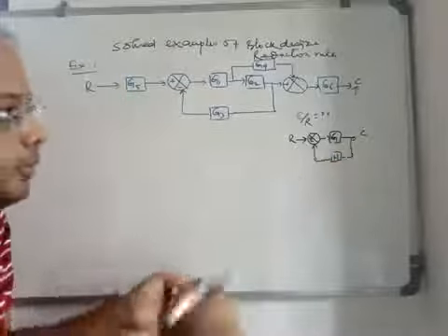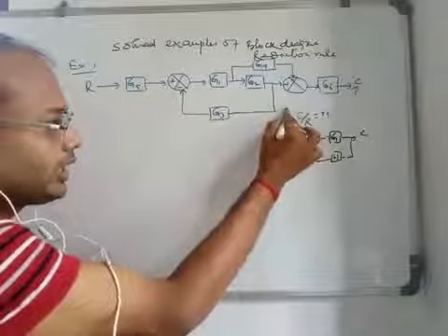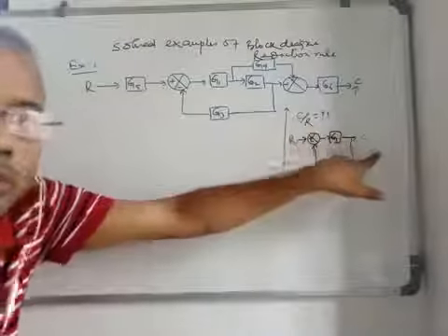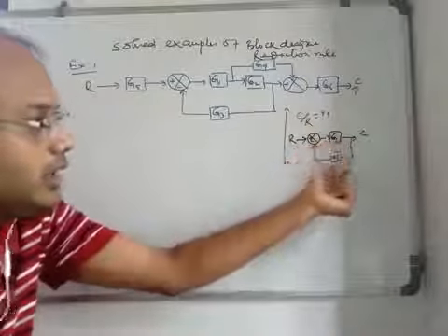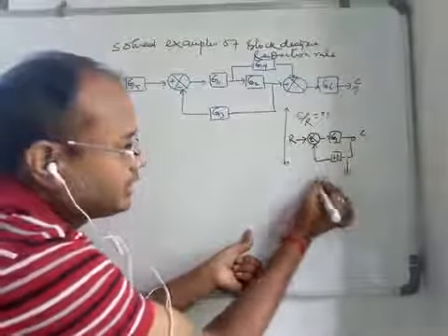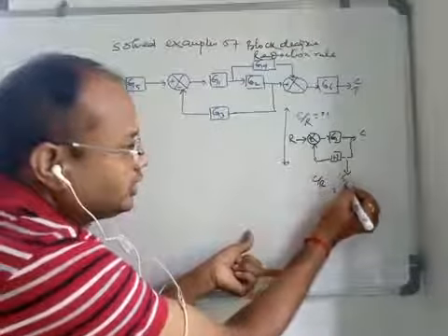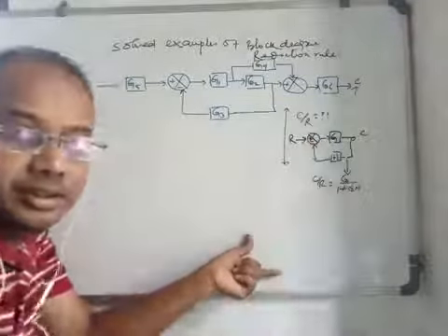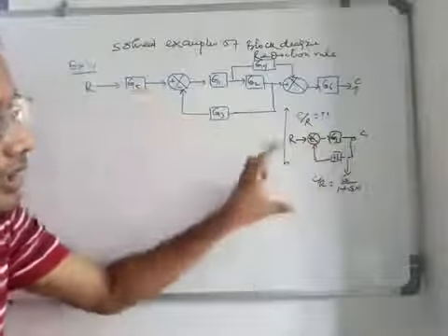That means once any block diagram given to you can be reduced like this, where one will be input, one will be output, and there is one forward path gain and one backward path gain, then you can directly write C by R is equal to G by 1 plus GH if this is a negative feedback connection, right? So this is the way.